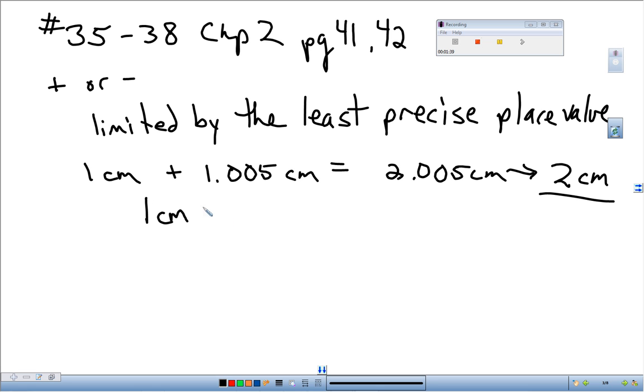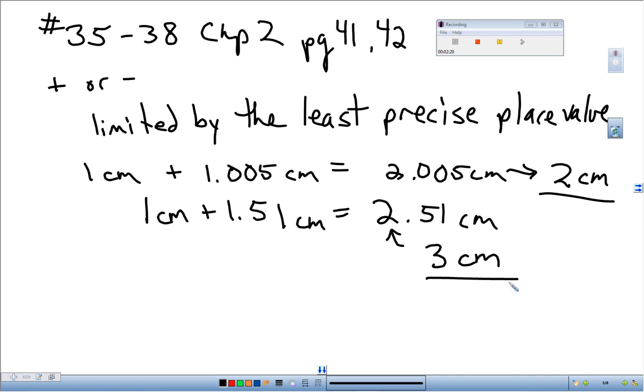Dylan's question: if it's 1 centimeter plus 1.5, can we say 2.51 centimeters? I have 2.51 centimeters, but I have to round it to the ones place. This is a great question. Thank you, Dylan, for asking it. If you have a 5 followed by some number besides 0, round it up. This is slightly greater than 5, isn't it? It's 5.1. So we are going to round this up to 3 centimeters, and that will be your final answer.